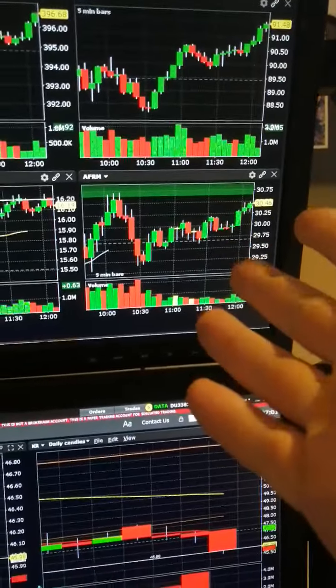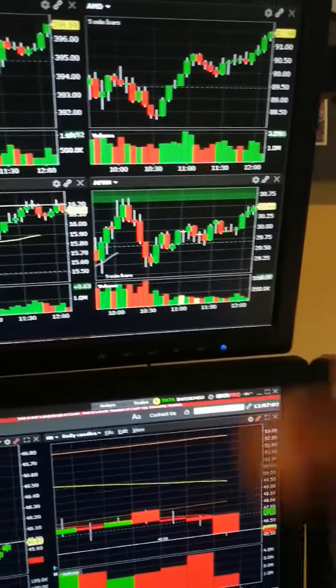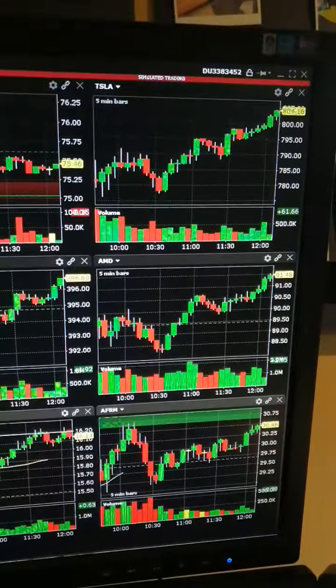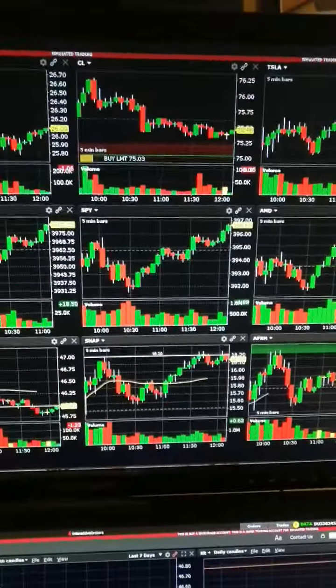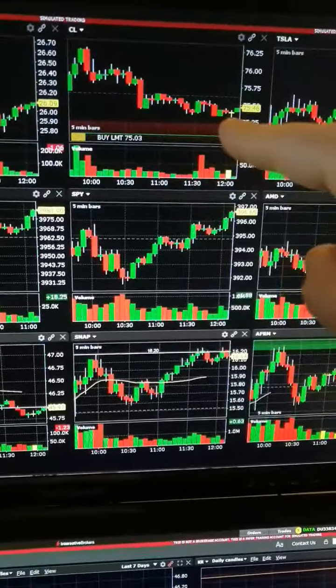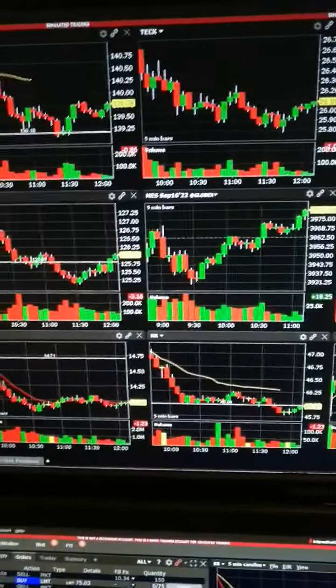But I might consider scratching out, especially if this bull trend doesn't continue. But then if you look at AMD and Tesla, they have been fantastic all through the morning, especially compared to SPY. And then I have another short there that should be okay, and another couple short options.